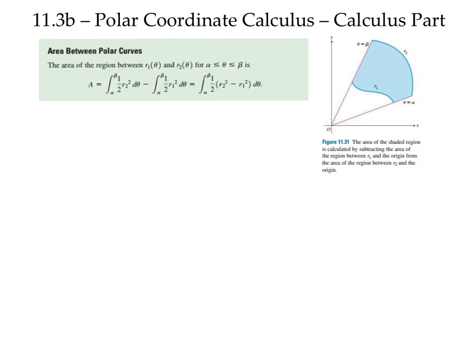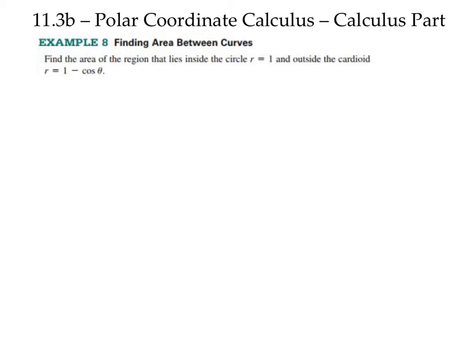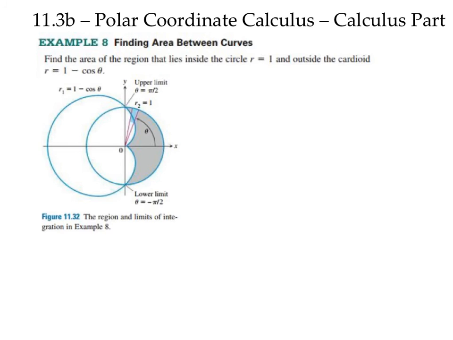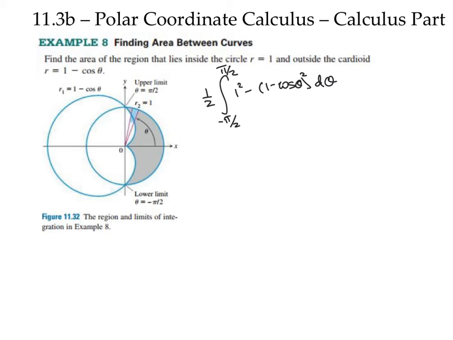Let's work an example. Okay, we're finding the area inside a circle of radius 1 and outside a cardioid. So let's look at the graph. That will help us figure out limits of integration and the order in which one is being squared and subtracted by what other square. So inside the circle and outside the cardioid is the gray area. The limits of integration are negative pi over 2 to pi over 2, and the integral we need would look something like this. We can exploit the symmetry here. We can just take the integral from 0 to pi over 2 and double it.